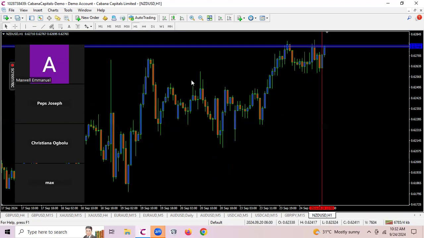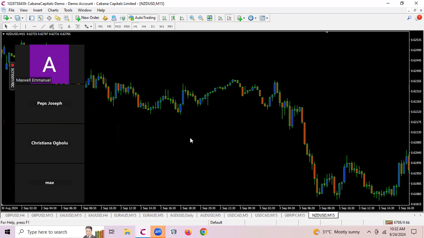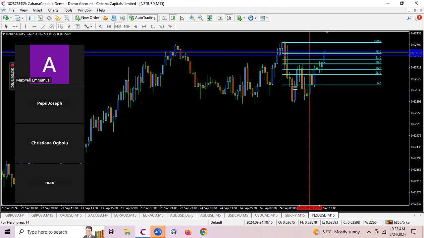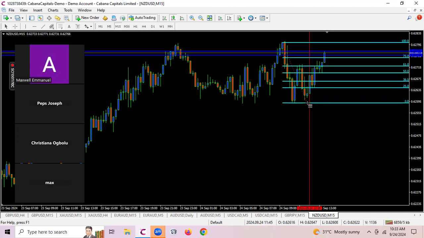Okay, let's go to 15 minutes. So just wait for a bearish reversal pattern to form. Okay, so this is 15 minutes. No fair value gap here on 15 minutes. But if you apply your Fibonacci, since there's no fair value gap, you can work with your Fibonacci from this swing high to this swing low.